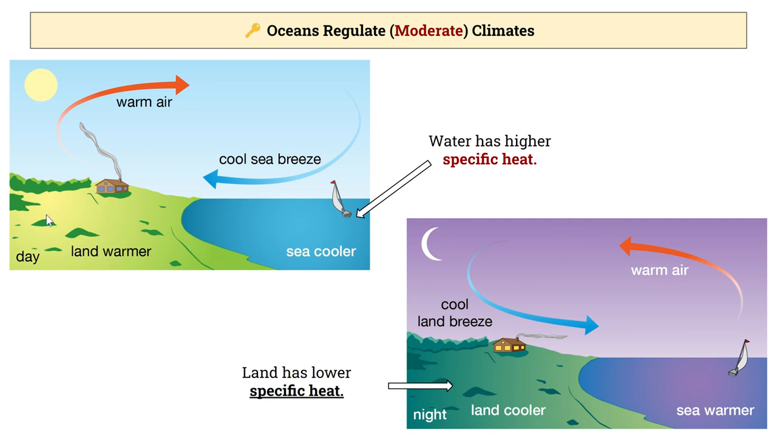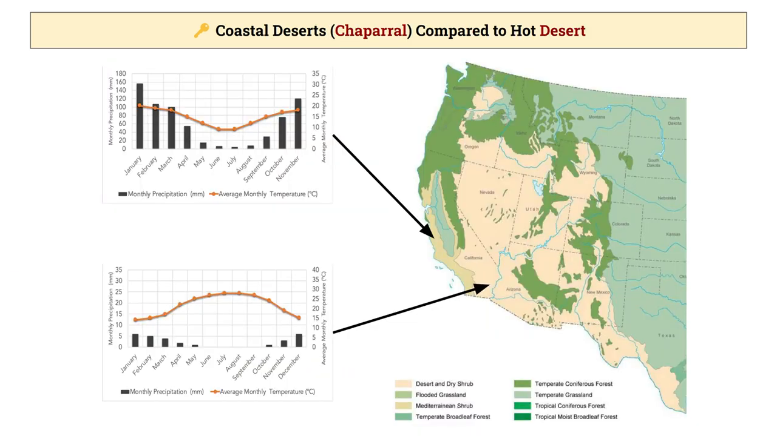So if you have a really warm area, the water that is near it is going to warm up slower, therefore giving you a nice cool sea breeze. While if you have a colder area, that sea is also going to cool down slower, so it's going to give you a nice warm air breeze. So these coastal regions tend to be much more moderate as it applies to temperature.